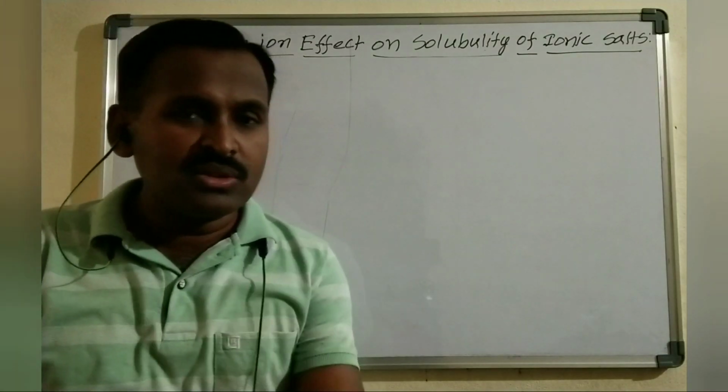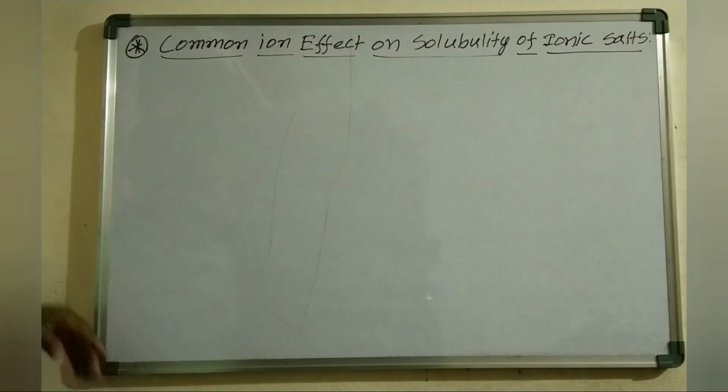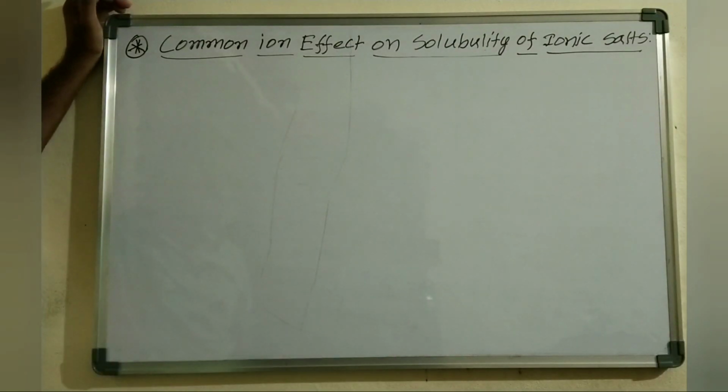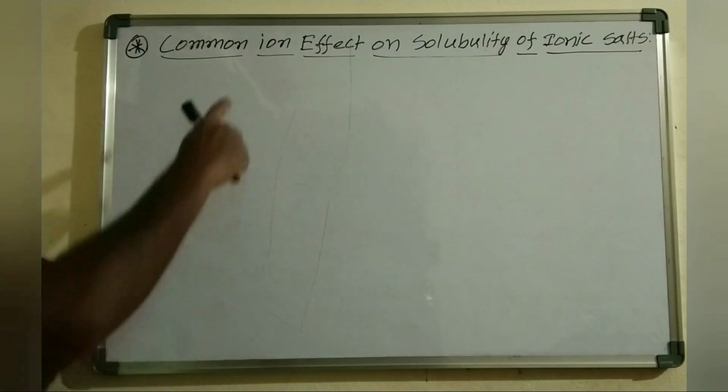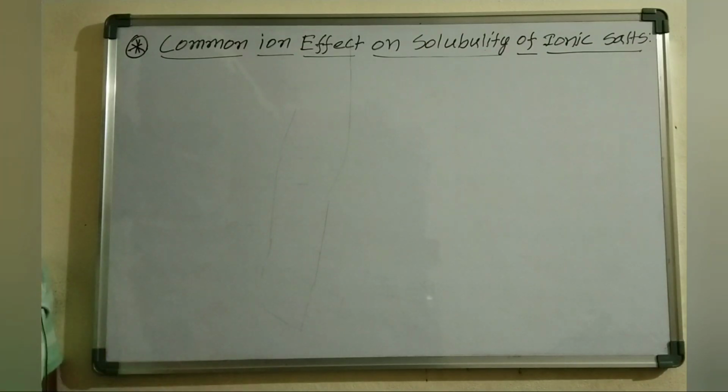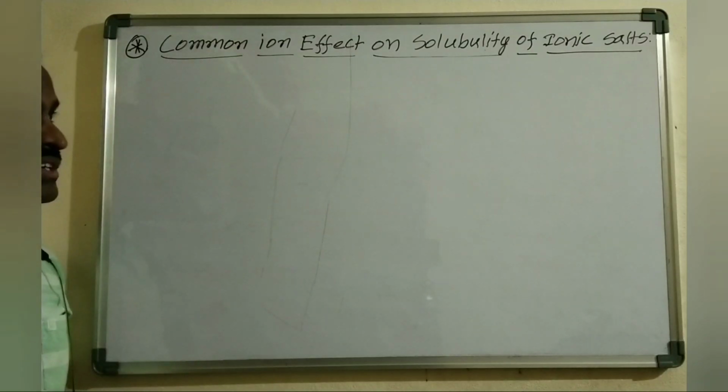I'm Venkatesham. In this video, I'm going to discuss the common ion effect on the solubility of ionic salts. The common ion effect is simply a decrease in the dissociation of a weak electrolyte due to the presence of a common ion from a strong electrolyte. It's the common ion effect.